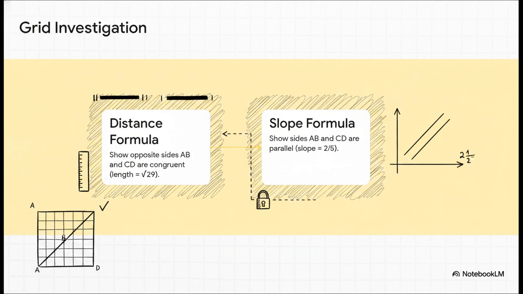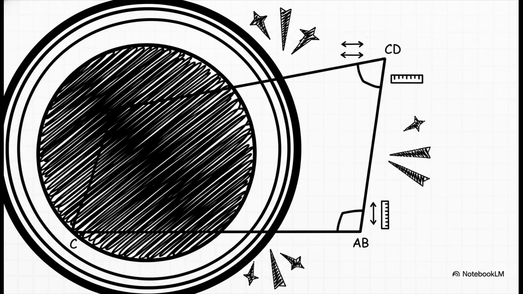When you crunch the numbers, yep, both of them come out to the square root of 29. They're congruent. That's one check. Now, are they parallel? We'll use the slope formula for that. And guess what? The slope for both lines is 2/5. Same slope means they're parallel. That's check number 2. And that's it.